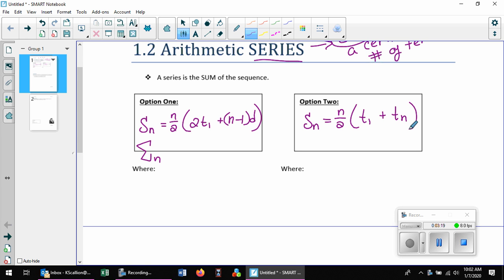So the easier one to do is if you have the first term and the last term. Do you guys recognize part of this? That part, if you use the two, that's yesterday's formula. So these are just the exact same thing. They're just formulas manipulated to be easier if you have those pieces of information.